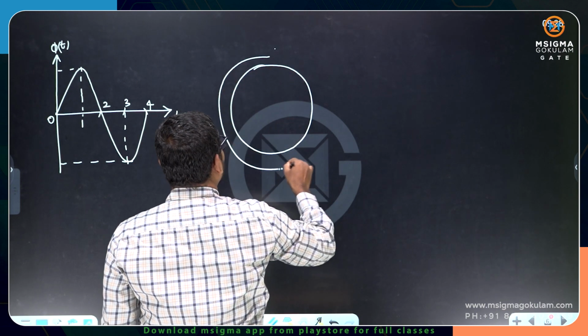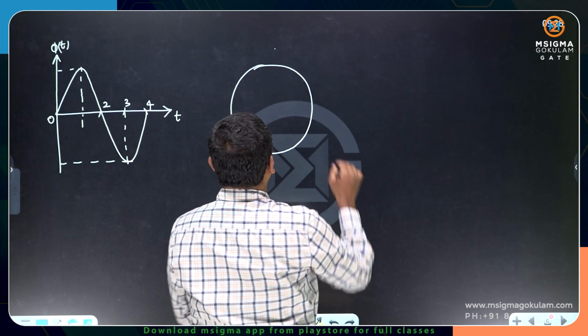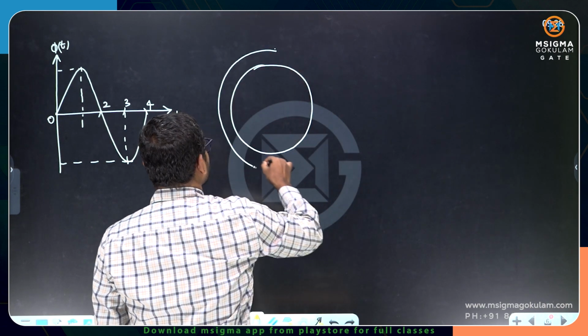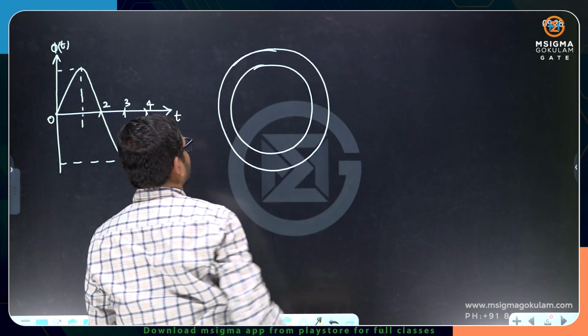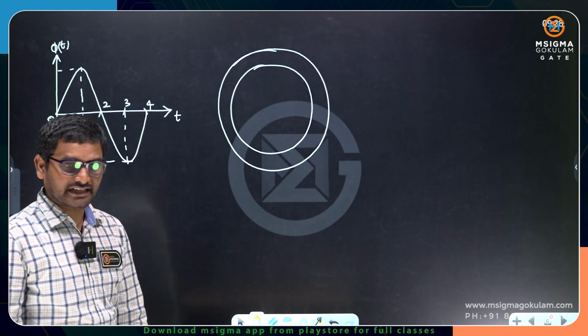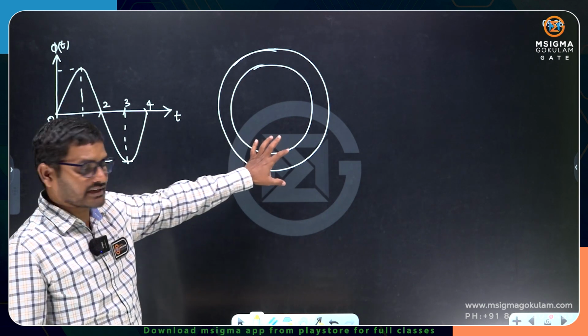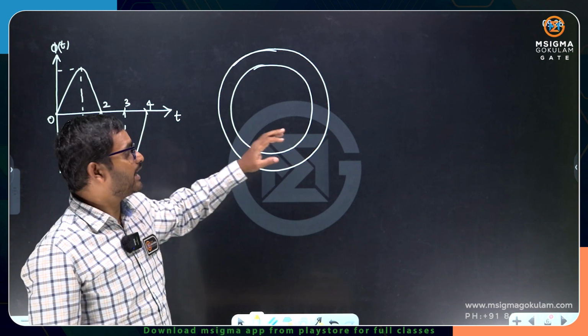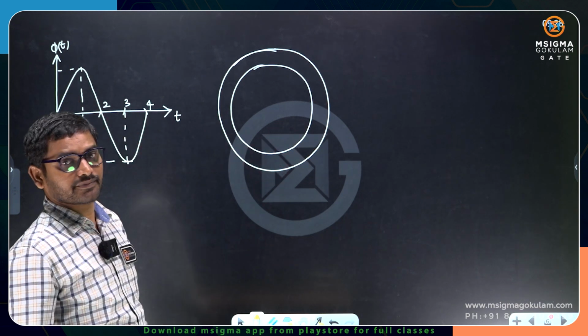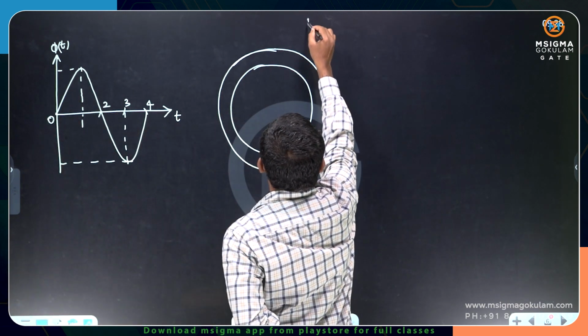Let us take roughly a circular conductor like this. In the circular conductor, supply current is flowing, and due to this supply current, a flux is produced. I am assuming 1 to 2.